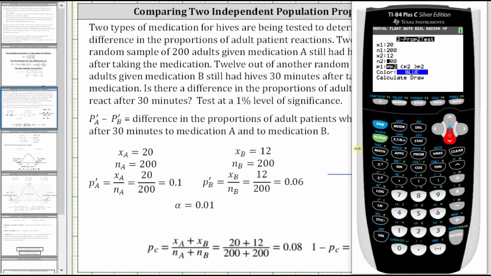N sub 2 is 200, down. We're testing to see whether P sub A doesn't equal P sub B. We select doesn't equal, which I've already done. Arrow down to calculate. Press enter. We have a z-score of approximately 1.4744 and a p-value of approximately 0.1404. Let's go ahead and record this information.